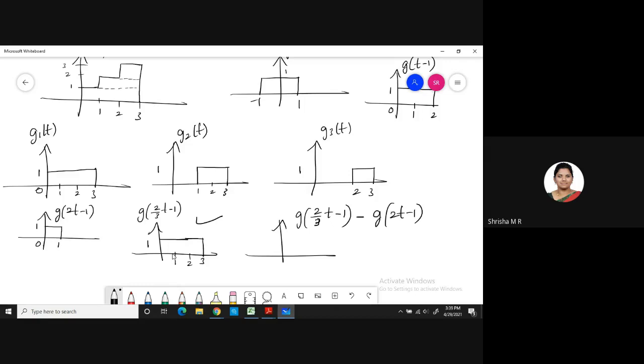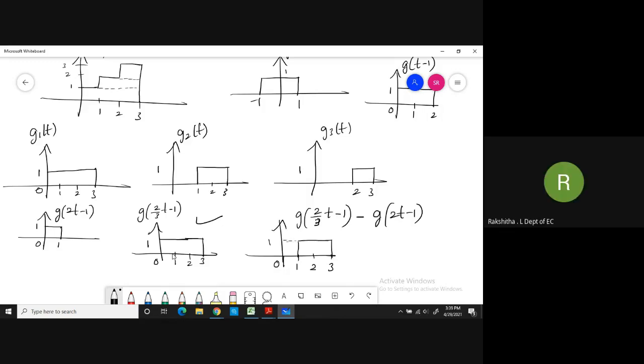So see the amplitude. At 0, you have 1 and 1, so you get 1 minus 1, it is 0. And at 1, you have 1 going to 0 and here it is 1, so you get 1. At 2, it is 1, 1 minus 0, it is 1. At 3, it is 1 minus 0, it is 1. Got it?